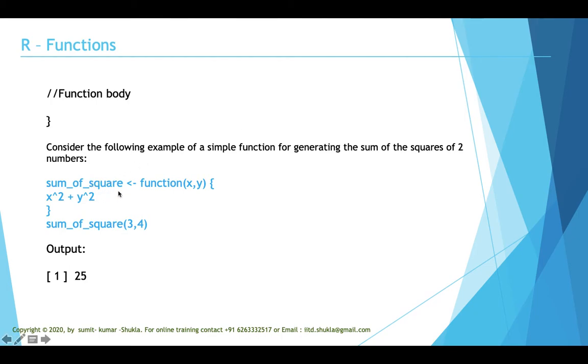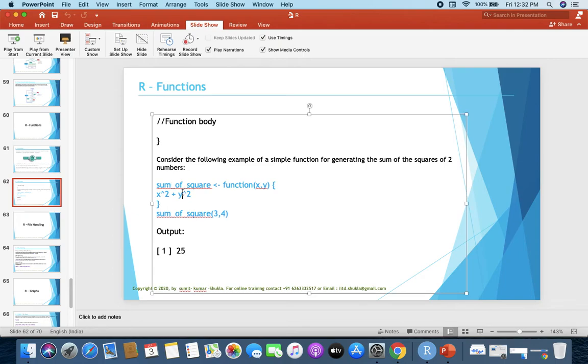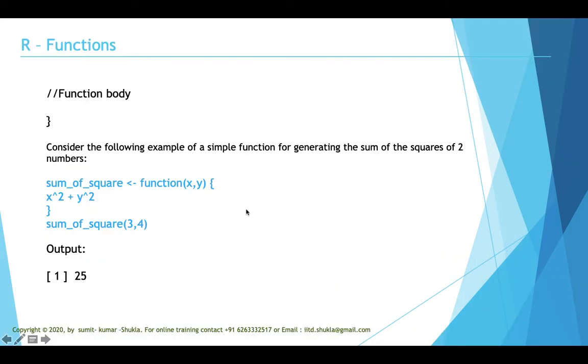So this is sum of square, then function x comma y. I'll not waste my time by typing it. I'll just select it from here and copy it. That's all. So you can see it is sum of square. I am creating a function for the sum of squares, with function x comma y, where I will have some values of x and y. What exactly will I do with that x and y? I'll write x square plus y square there.